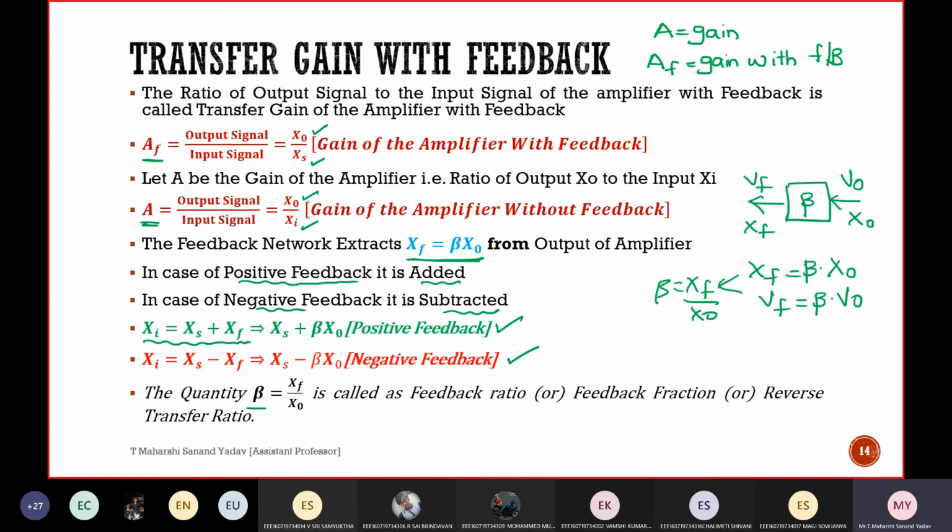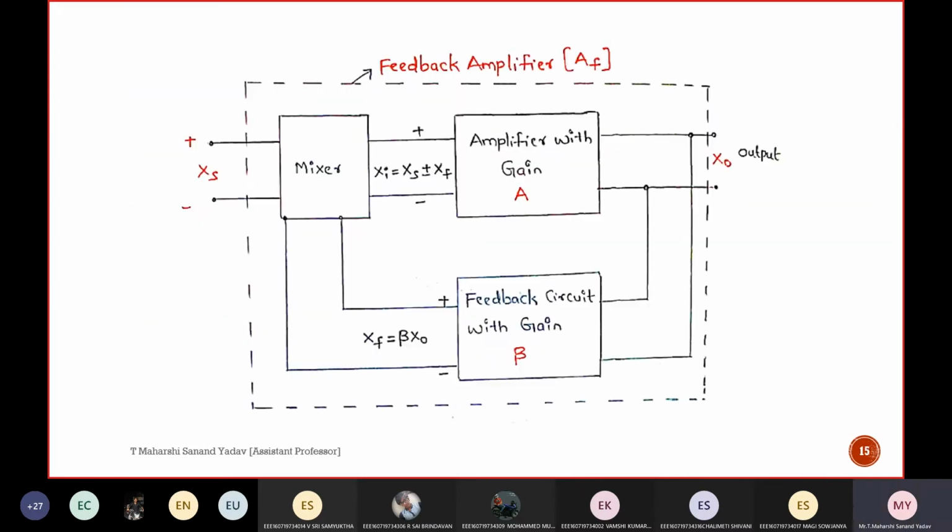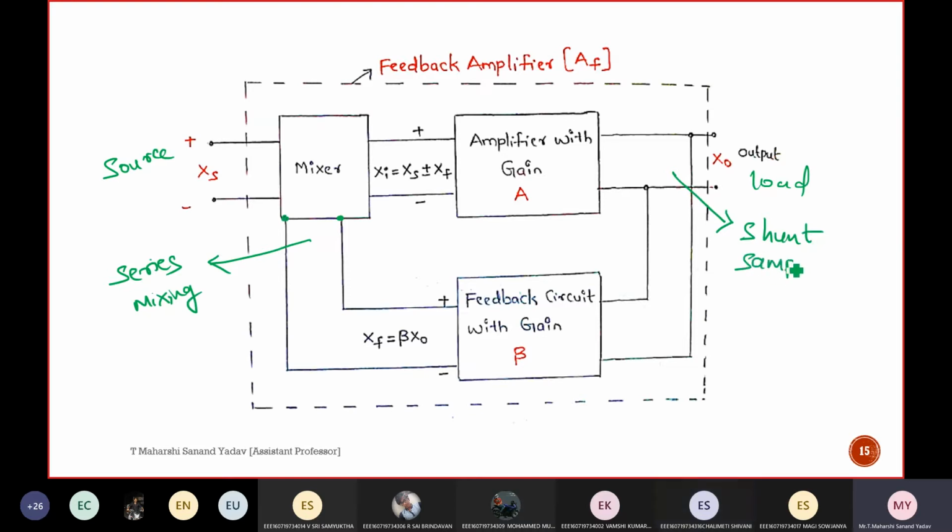Okay, clear till here? Transfer gain with feedback means, it's nothing but source part. This is nothing but load. Now tell me what kind of mixing I did here. Observe carefully. Series mixing. At the output it is shunt. Good. The series mixing. At the output it is shunt sampling. Shunt sampling. Okay, I hope you know about this mixer.